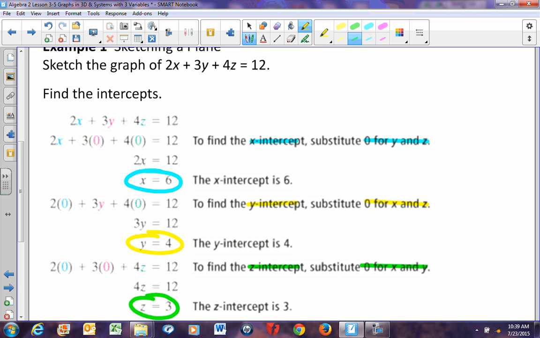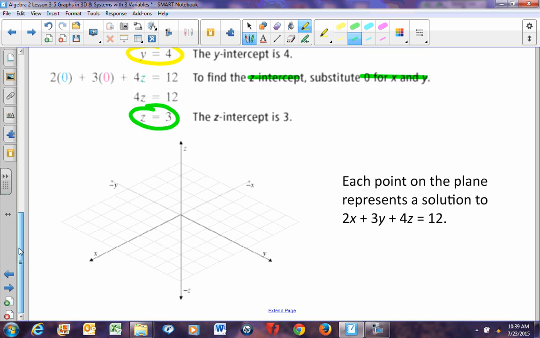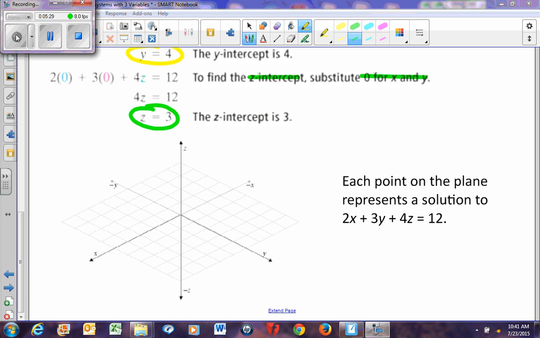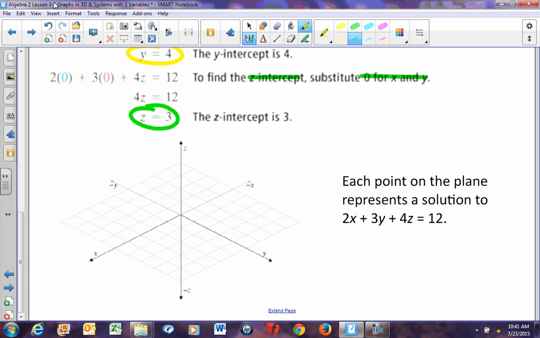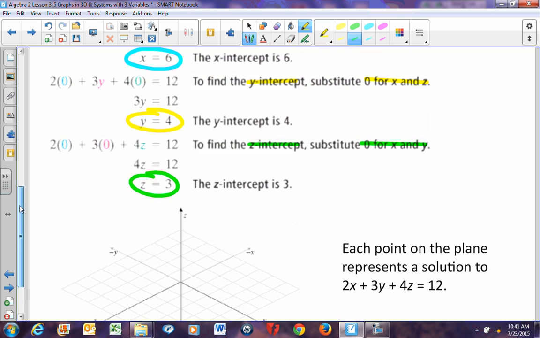So those are our 3 points, 6, 4, 3. That's important. 6, 4, 3 is the points that we have to figure out how to graph. If these are our intercepts, then the x-intercept, so let's go back up here so we can actually see what the x-intercept is. The x-intercept is 6. So we're basically going to have 3 points here.